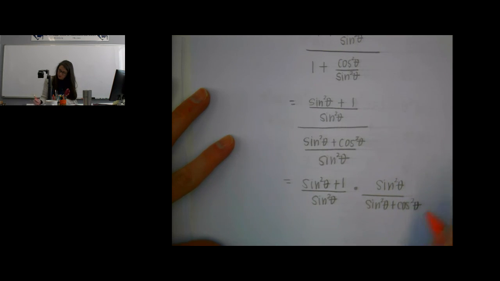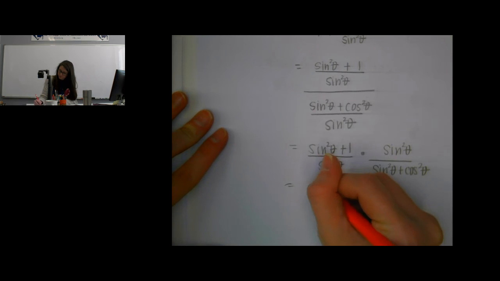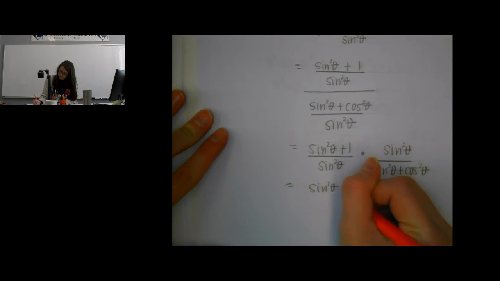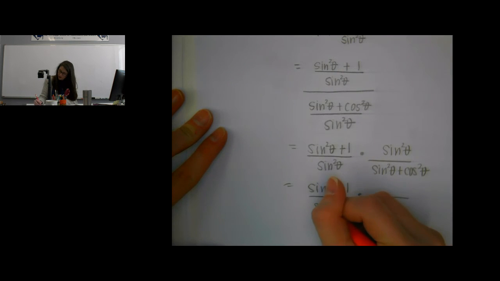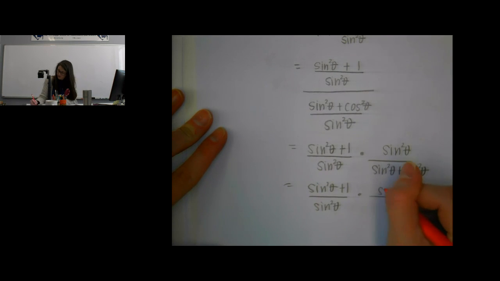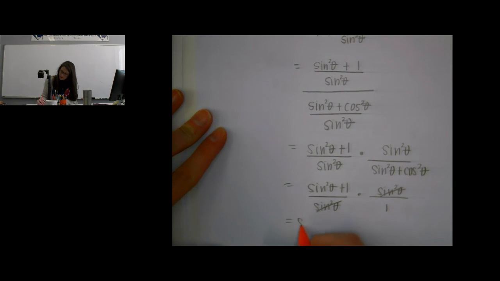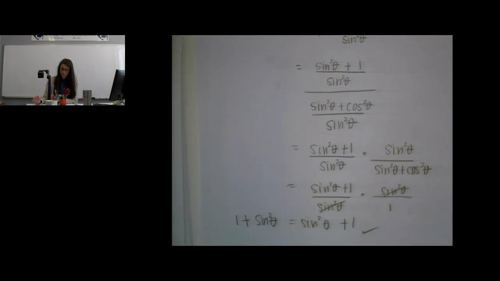And what is sine squared plus cosine squared? It's just a 1. And what happens to these sine squared thetas? So I'm going to just be left with sine squared theta plus 1, and that's what I want. Just remember to bring that down as you go through that.